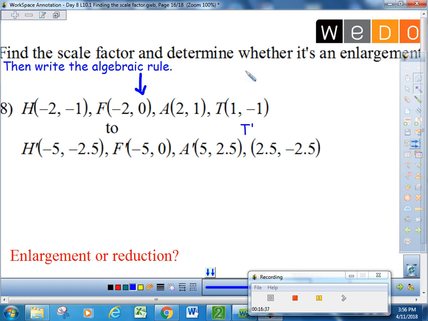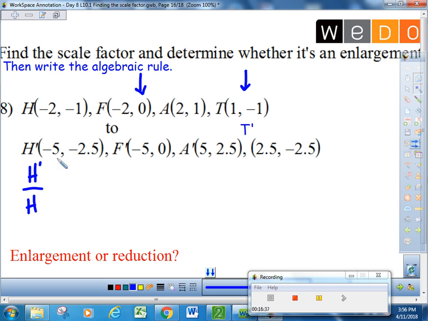If you pick one like T that has the same numbers for both, then you got to pick another one. So my recommendation is that you pick a vertex point that has no zeros and different numbers. Don't pick one where the absolute value of both of them are the same, like 1 and -1. Don't pick this one. So let's do H. So we're going to write up H prime over H.